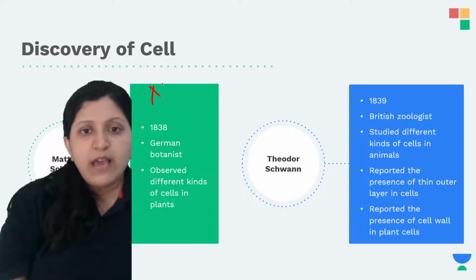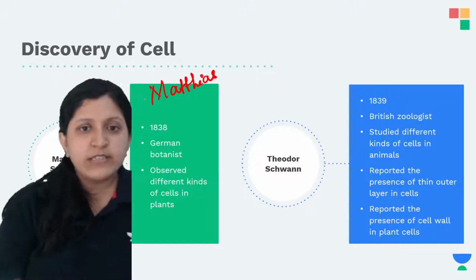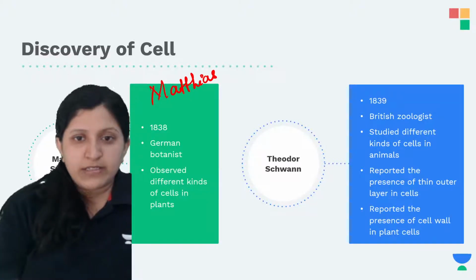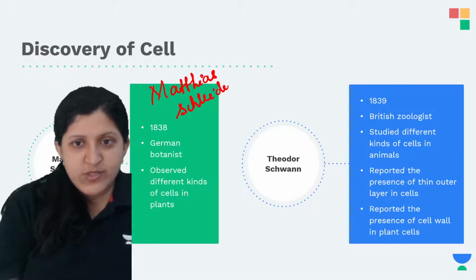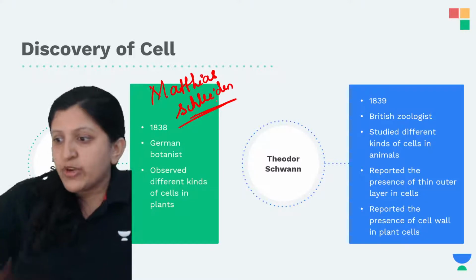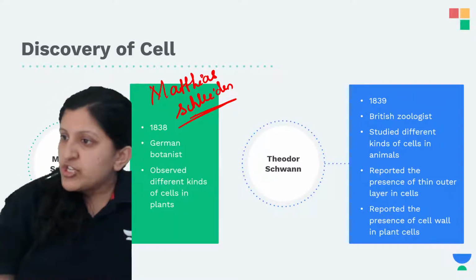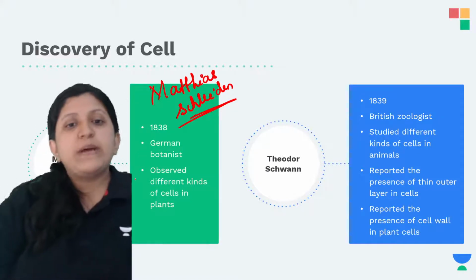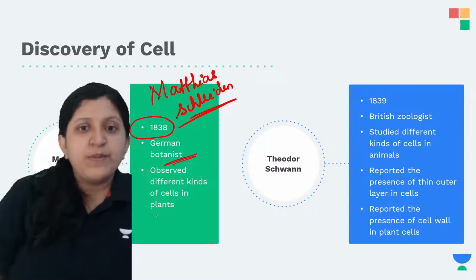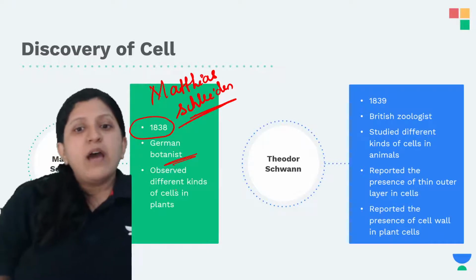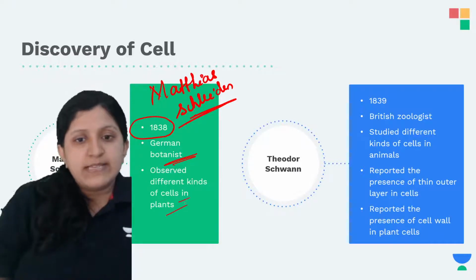I'll just write it here because I just made this side. I did not make the 70-30 split, so I forgot about that, and hence this one part of the screen is blocked. Next time I'll make the changes. So this is Matthias Schleiden in the year 1838, who is a German botanist, and he observed different kinds of cells in plants.